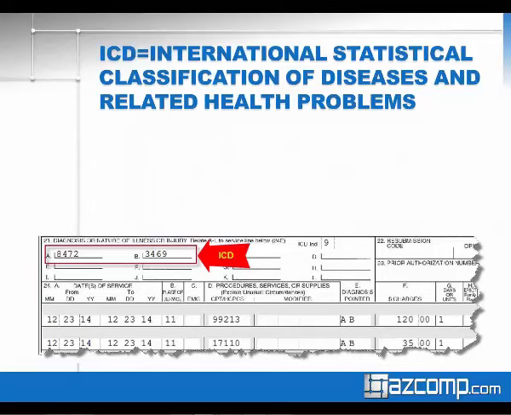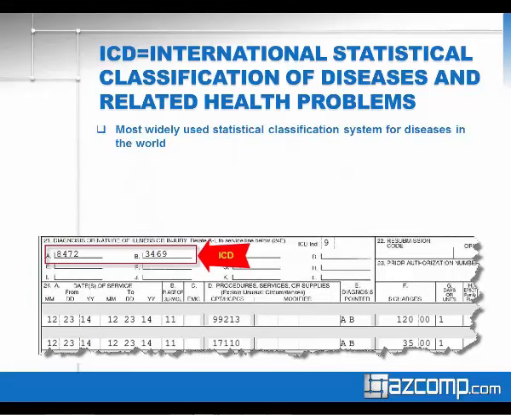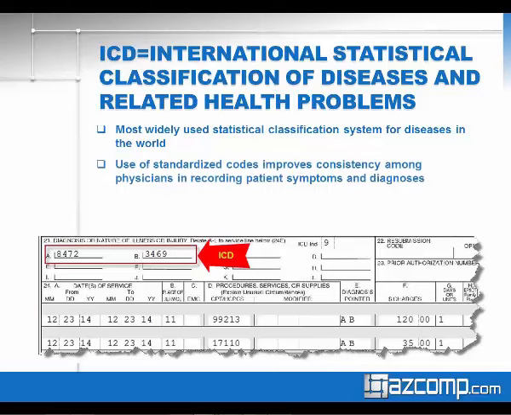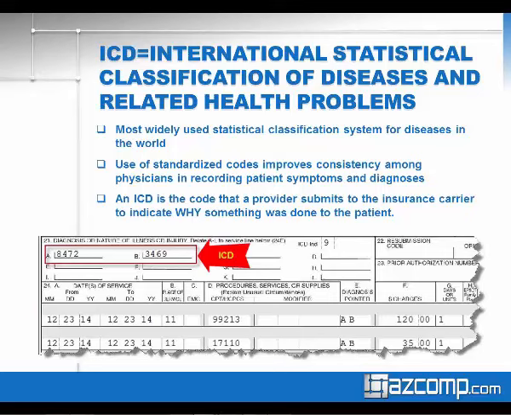ICD, on the other hand, stands for International Statistical Classification of Diseases and Related Health Problems. And I think that definition of what it stands for is actually very telling of why we're making that change to ICD-10. It is the most widely used statistical classification system for diseases in the world. The use of the standardized coding helps improve consistency among physicians in recording our symptoms and diagnosis. And it is what we use on the claims to indicate to insurance carriers why something was done or provided to a patient.